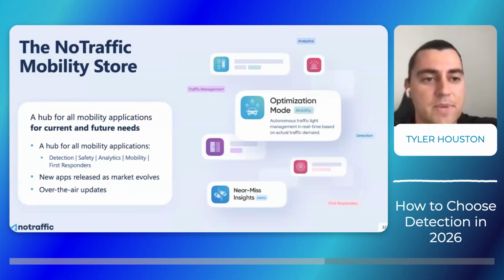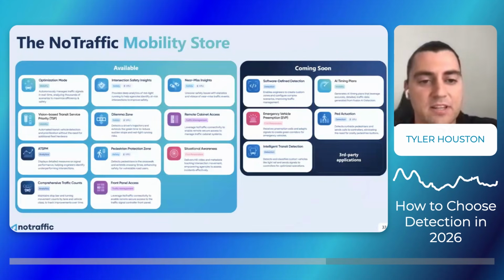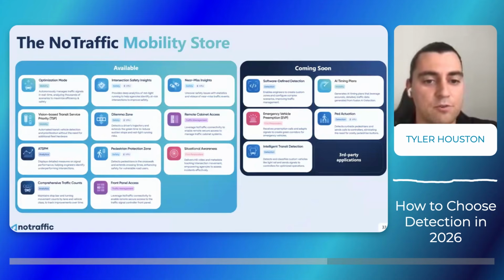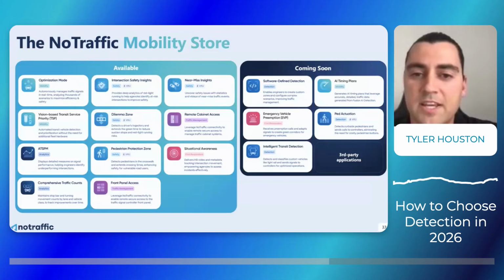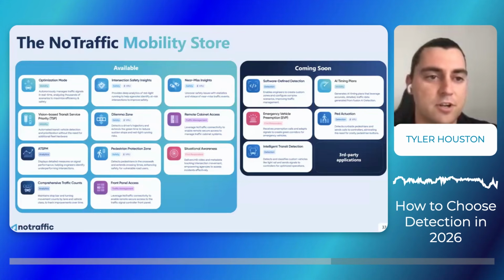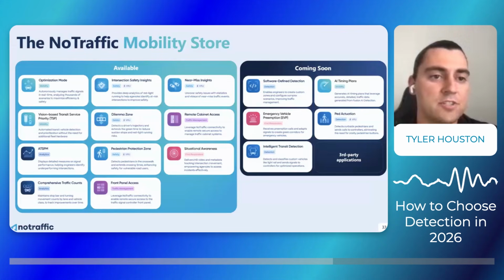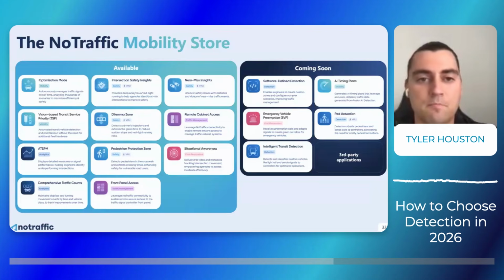So we basically make available all kinds of different applications, such as a safety suite, performance analytics. We have communications that are available. We have optimization mode for real-time optimization of the traffic signals. And then we're building these out as we go. Now, the key thing with the NoTraffic system is that this is a future-proofed software-enabled solution. So once the hardware is installed, no additional hardware is required to enable any of these. It's just a software add-on. So it can be added on either at the time of purchase or any time into the future.